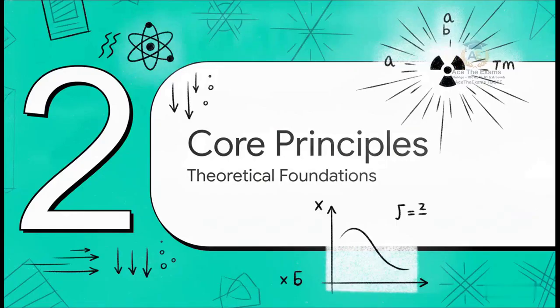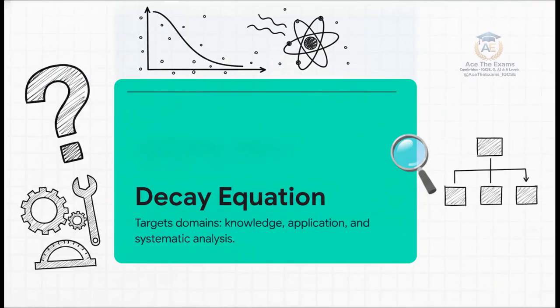Part 2, core principles. The absolute best way to beat that cognitive overload is to completely strip away the intimidation factor. Look, the equation x equals x0e to the negative lambda t isn't just a basic algebra test, it is a meticulously designed assessment tool. According to the syllabus framework, this formula actually targets 3 distinct cognitive domains. First up is knowledge and understanding, meaning do you know what the decay constant lambda actually represents? Second is application. Can you manipulate the equation to find the half-life? And third, systematic analysis. Can you draw evidence-based reasoning from a physical decay curve?